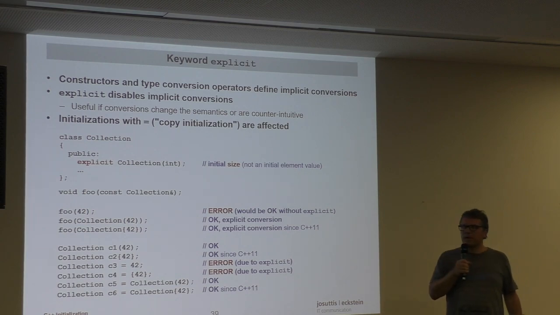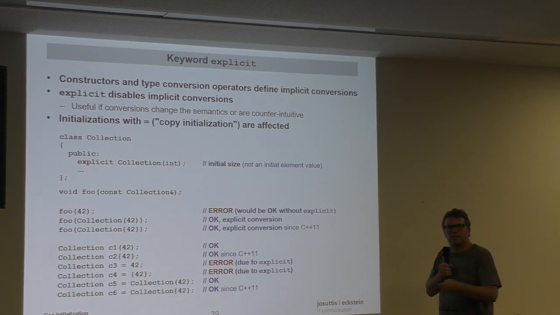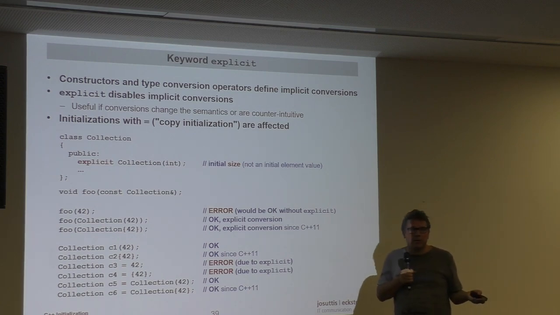And the thing that drives a lot of people crazy is that this also matters in initializations. In initializations, if you use an equal sign, you need support for implicit conversions if the thing on the right has a different type. So, because we have this explicit here, I can't initialize C3 by 42. I have to convert it explicitly to a collection, but only because it uses an equal sign. Without the equal sign, it's fine. Is this something people understand? No.